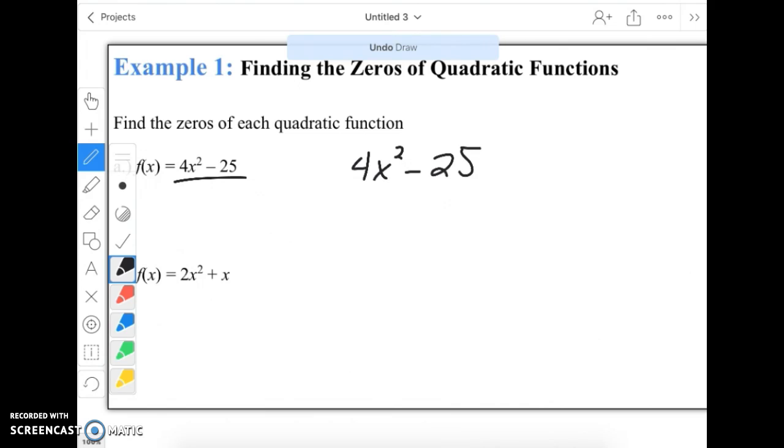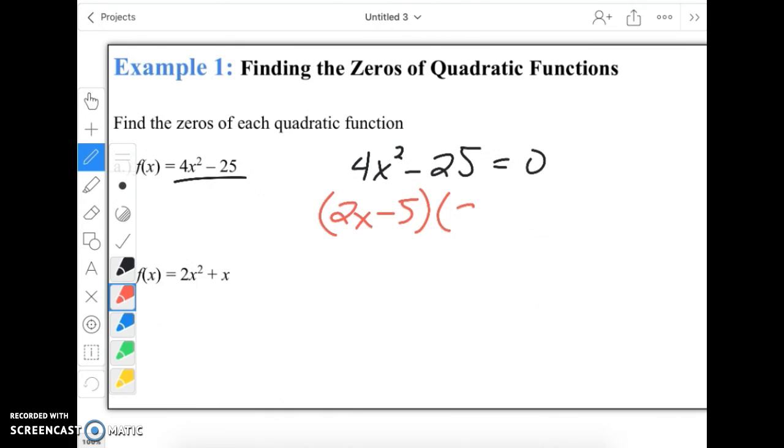That's a weird 5. And we can factor this down. We can't take a 4 out, or we can't take a 2 out because of that 25. However, this is a difference of squares because 4x squared is a perfect square and 25 is a perfect square. So we could actually factor this down to 2x minus 5 and 2x plus 5.